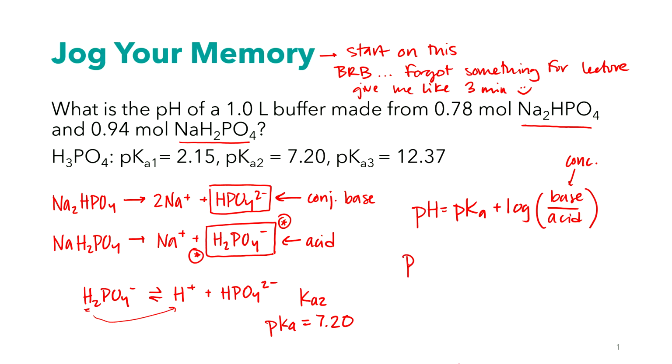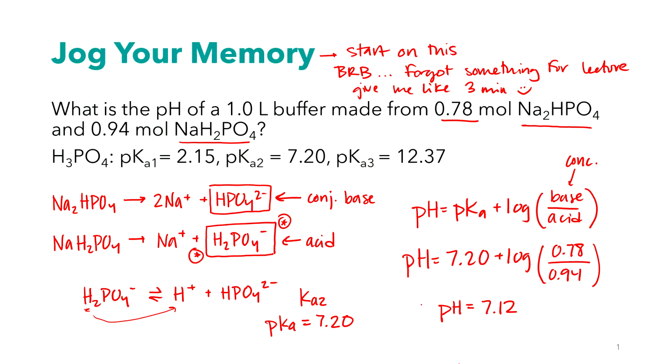So I'm going to have pH equals 7.20 plus the log, and I just want to make sure I don't screw up grabbing the right numbers. This 0.78 was for my conjugate base, so that goes in the top. And the 0.94 was for my H2PO4 minus. So I got a pH of 7.12. Lots of little pieces from the last couple lectures stuck into this problem. Questions?